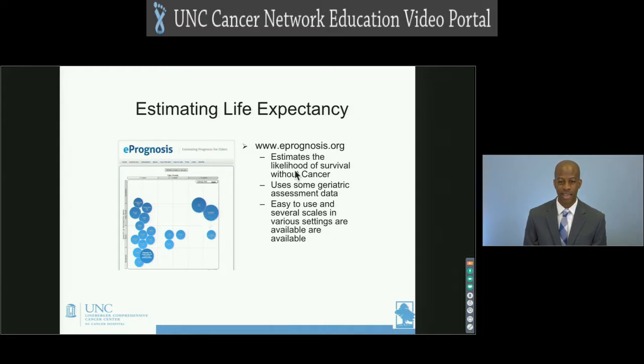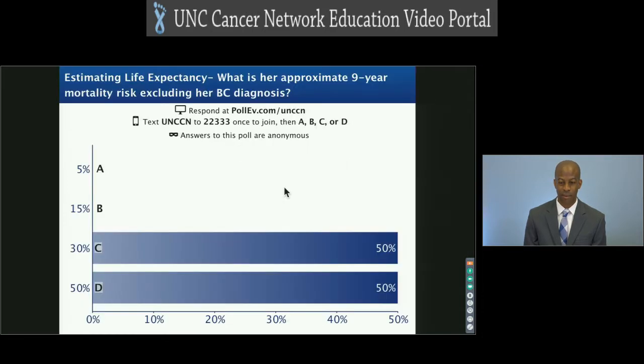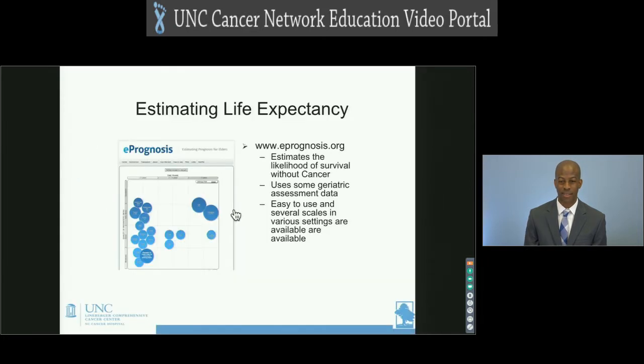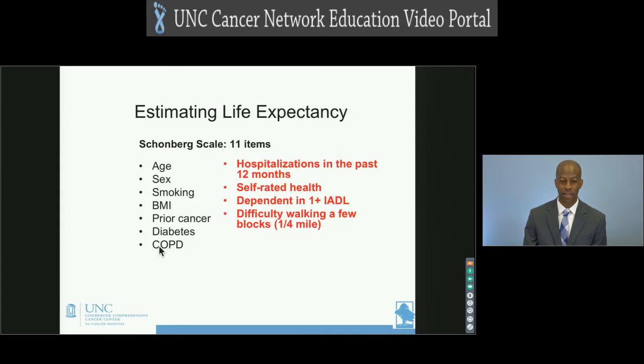And it estimates the likelihood of survival without the cancer, just somebody walking in if they didn't have it. There's more people voting. Without the cancer, it uses some geriatric assessment data. It's easy to use, and there are several scales, as I mentioned. I've taken the liberty of putting in all of this data for you: age, sex, smoking history, and here are the geriatric assessment variables: hospitalization in the past 12 months, self-rated health, dependencies, instrumental activities of daily living, and ability to walk a few blocks.